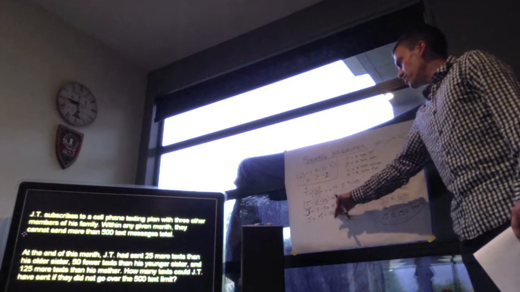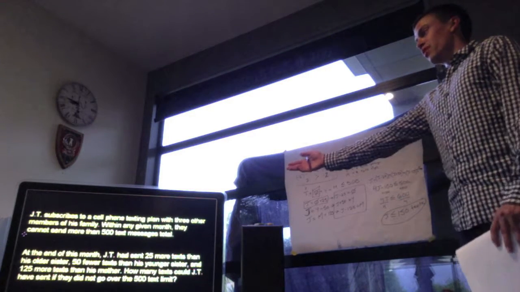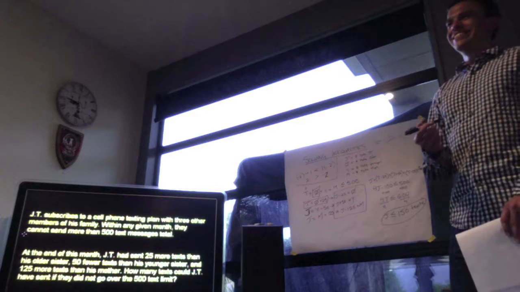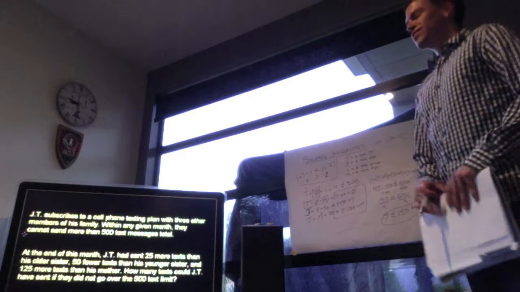Yay. So, from all this information, we broke it down, we set up the inequality, and we solved for each variable in terms of J, and we substituted them in, and at the end of the problem, we figured out that JT has to send 150 texts or less in this particular month, so the family doesn't go over their plan. Does anyone have any questions? I don't. Okay, all right. Good.